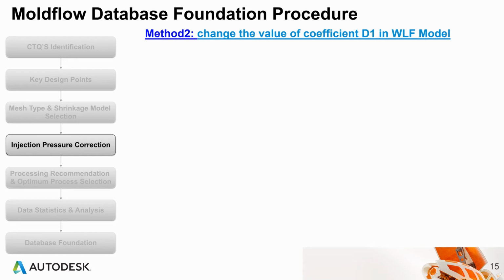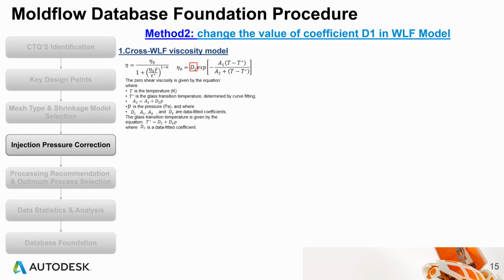Method 2, we considered from the perspective of solver. We plan to find a way from solver by adjusting some coefficient. So we checked the viscosity model, and we want to adjust D1 from the equation, a formula. There are two reasons. First, D1 is a linear relation to initial viscosity, and D1 is also a data fitted coefficient.